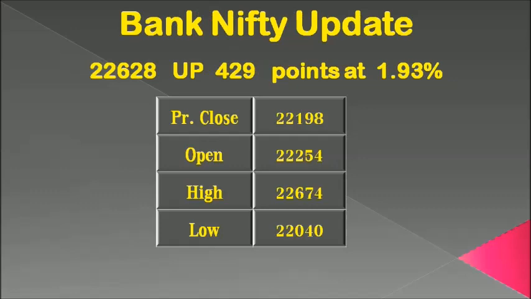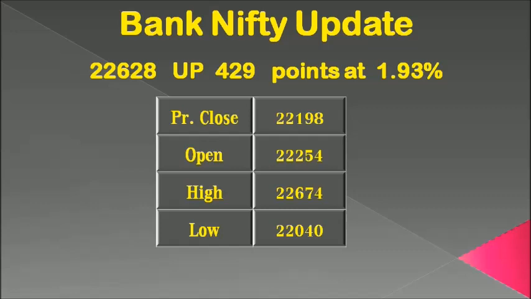Okay, so now coming to the Bank Nifty. Here you can see that it closed up by 429 points on the upside, 1.93 percentage. From yesterday's close price, which was 22,198, it also made some 55, 56 points gap up. Initially, it made a day low of 22,040. It didn't go below 22,000. It acted as a support. From there, you can see that the index made a high of 22,674 and it closed almost at the day high.